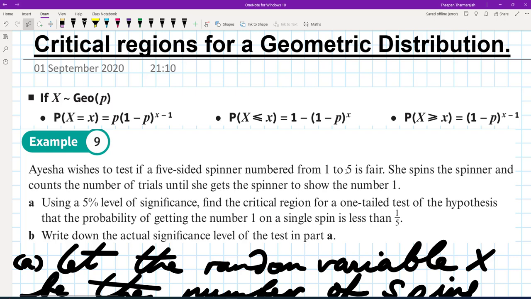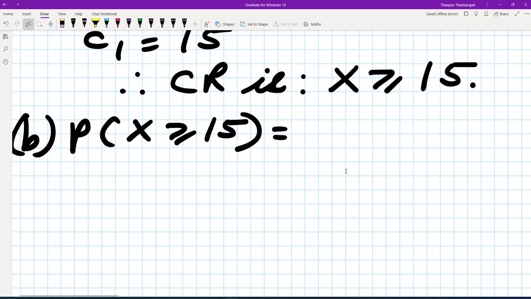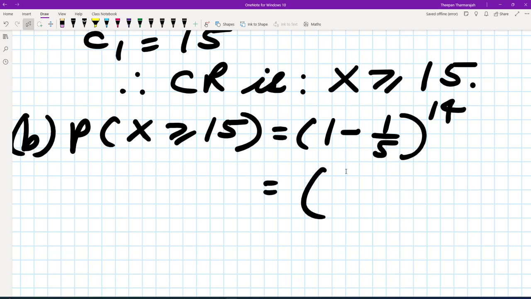That's 1 minus the probability of X to the power minus 1. So in our case, we can do that. So it's 1 minus a fifth raised to the power of 14. So that's 4/5 raised to the power of 14. I'll do that here. So from my calculator, I will get the following value. I will get 0.0... Again, I'll write the full value out here.